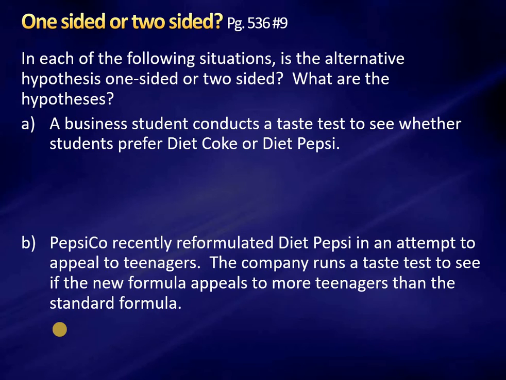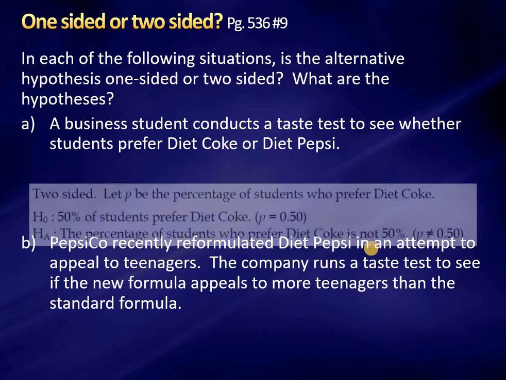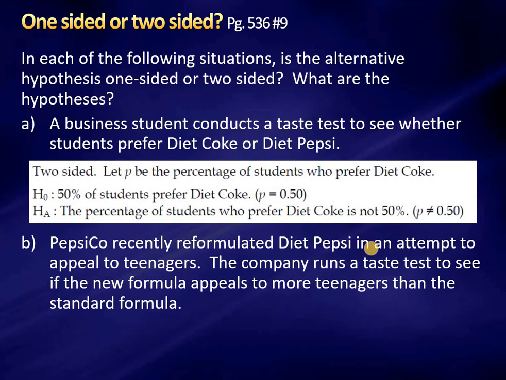So the null hypothesis I did here was P equals 0.5. What would your alternative be? Not equal to, because we're not looking from one of those companies' perspectives. Okay, now we're going for PepsiCo. PepsiCo is the company, believe it or not, that makes Pepsi. Gasp in awe. And they're trying to appeal to teenagers. And we're looking at an original formula versus a new formula. What would P be?